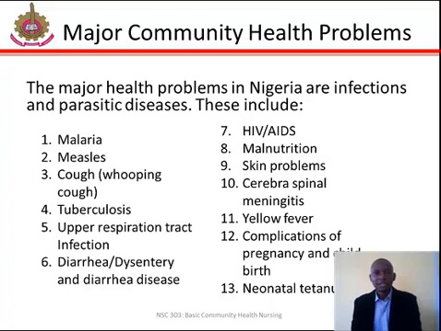Examples of these infections and diseases include malaria, measles, cough, tuberculosis, malnutrition, yellow fever, neonatal tetanus, HIV/AIDS. Some of these diseases, particularly malaria and HIV/AIDS, constitute the most important public health problem in Nigeria. Malaria has become the most important disease, affecting about 100 million people each year. Likewise, HIV/AIDS has become a global pandemic, with its greatest burden in sub-Saharan Africa, Nigeria inclusive.